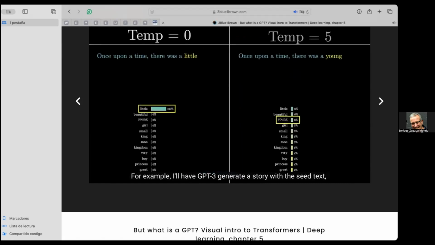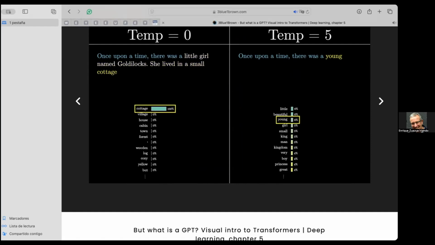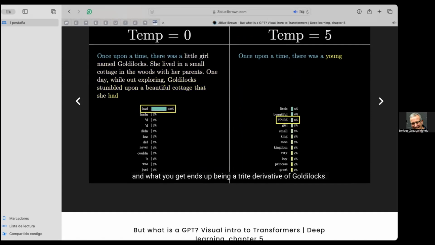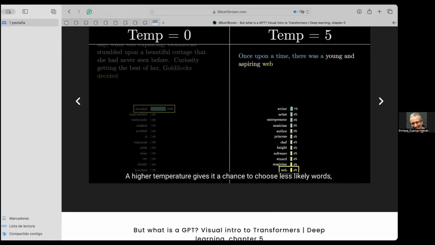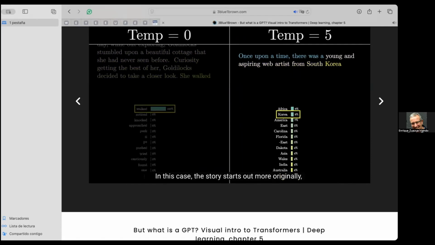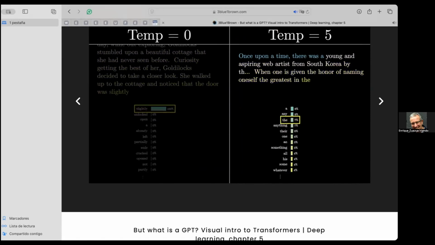For example, I'll have GPT-3 generate a story with the seed text, "Once upon a time there was A," but I'm going to use different temperatures in each case. Temperature 0 means that it always goes with the most predictable word. And what you get ends up being kind of a trite derivative of Goldilocks. A higher temperature gives it a chance to choose less likely words, but it comes with a risk. In this case, the story starts out a bit more originally, about a young web artist from South Korea, but it quickly degenerates into nonsense.